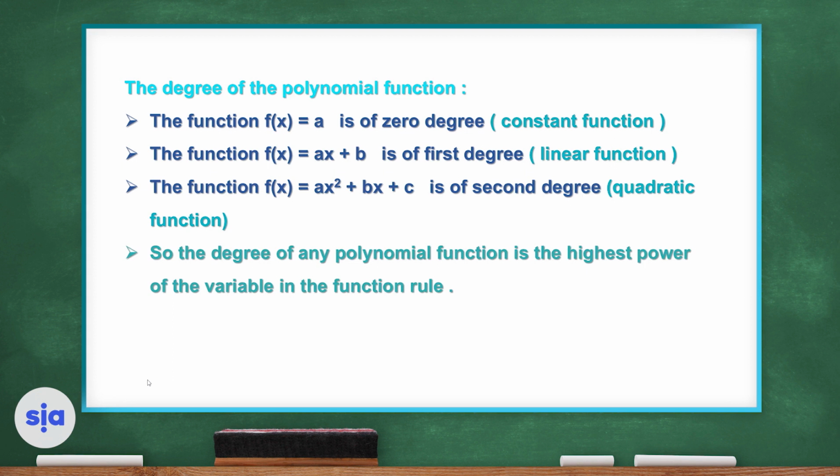The degree of any polynomial function is the highest power of the variable in the function rule. So in the first one, there was no variable, there is no x, so it has a 0 power, so it has a 0 degree. The second one, ax plus b, the highest power of the variable, which is x, is 1, so it's the first degree. The third one, the highest power of the variable, which is x, is 2, so this is the second degree.